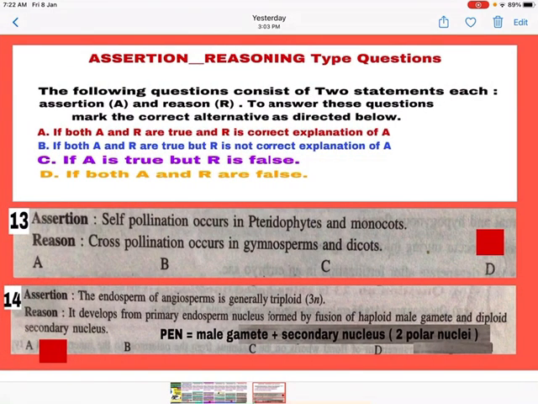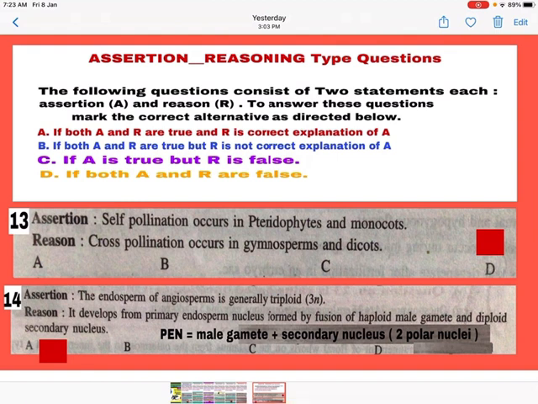Come to question number 13. Assertion: Self-pollination occurs in pteridophytes and monocots. Wrong statement है। Pteridophytes, they do not bear flowers, so no pollination is there. So this is the wrong statement. Reason देखिए, cross pollination occurs in gymnosperms and dicots. Again here, gymnosperms, they do not bear flowers, so no pollination. So this is again the wrong statement. Both the statements are wrong, so mark D.